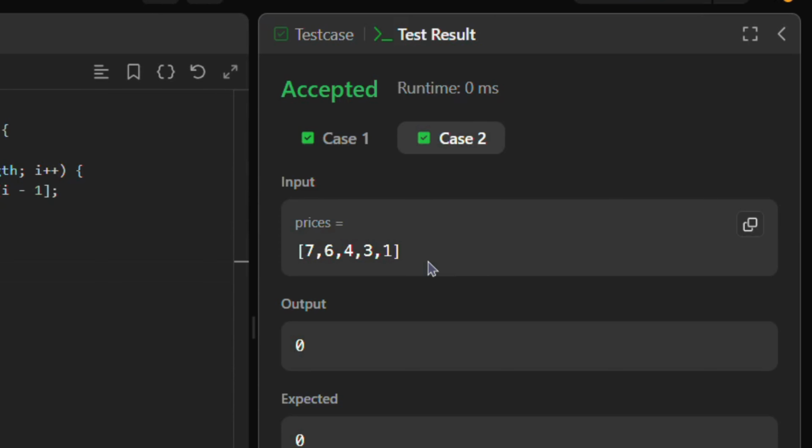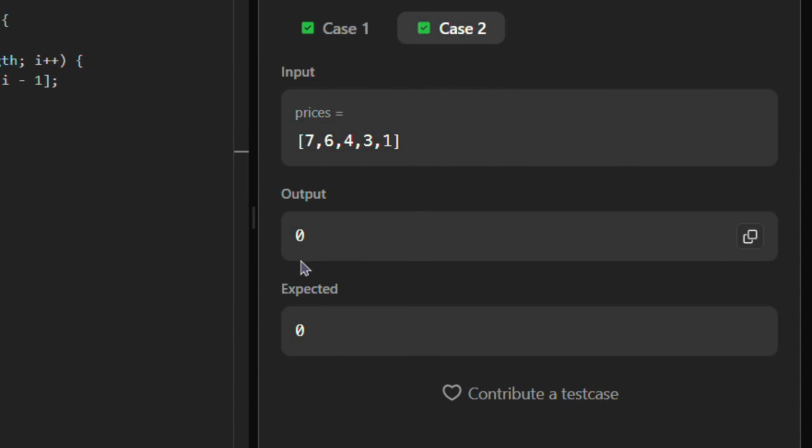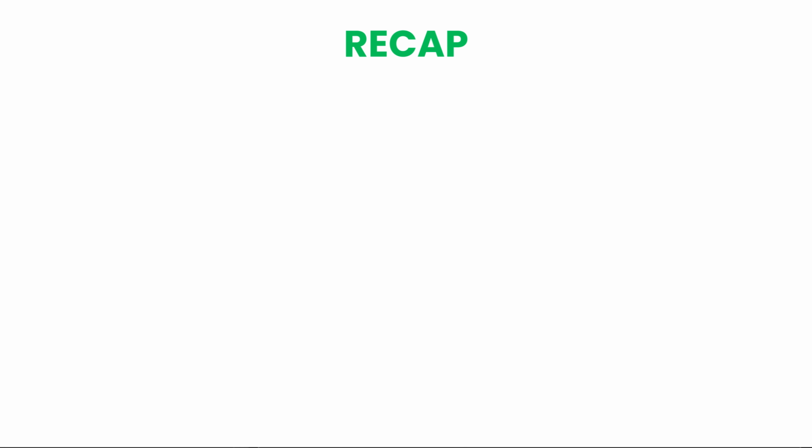The maximum profit remains 0. The output is 0, matching the expected 0. This confirms that the solution correctly handles cases where no profitable trade exists. Let's have a quick recap.